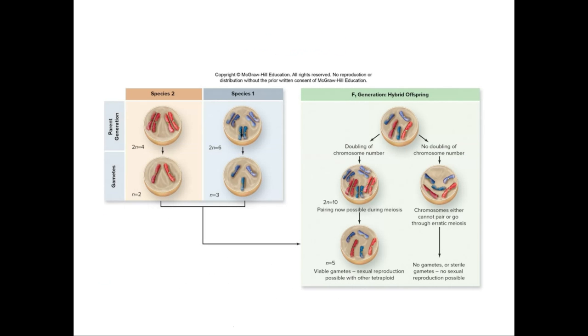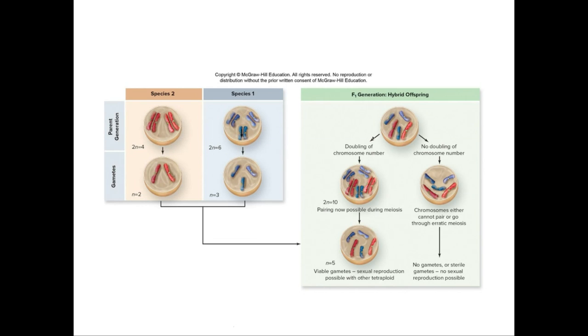So again, it's kind of this funky genetic mechanism, but this is what it's looking like, right? Where we have the species 1 and species 2, there's a parental generation, and they produce offspring. So the 2n is 4, the 2n is 6 here. Now they produce gametes that have n equals 2 and n equals 3.